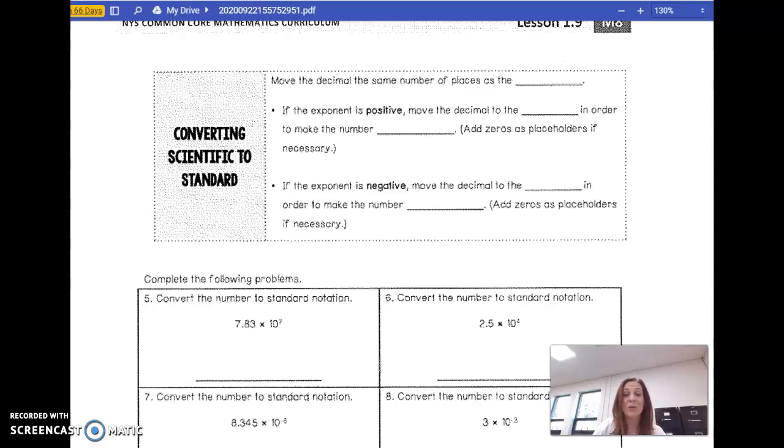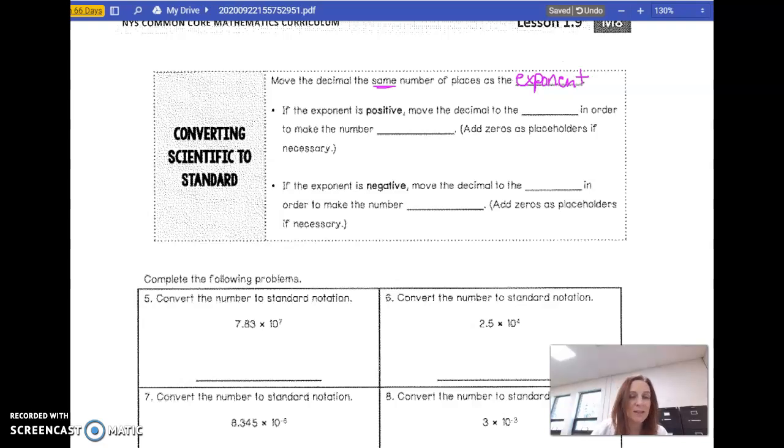Okay, so we talked about going from standard notation to scientific notation, but what if we want to go the other way? What if we want to go from scientific to standard? If we want to go from scientific to standard, move the decimal the same number of places as the exponent. That's going to tell us how many times we're moving the decimal point. Notice I'm not saying counting zeros, I'm saying moving the decimal point.